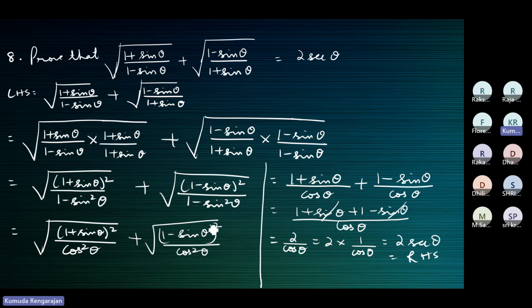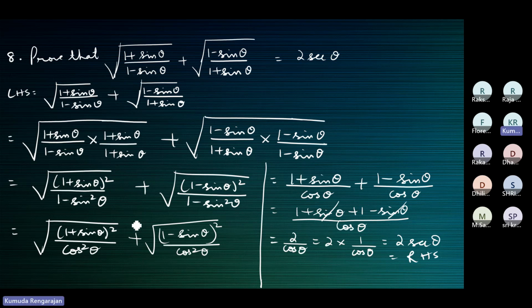So now under the square root, both the numerator and denominator are perfect squares. So you can get rid of the square root symbol now. So 1 plus sine theta the whole square. That means there are two. It's 1 plus sine theta into 1 plus sine theta under the square root. So one of it comes out.